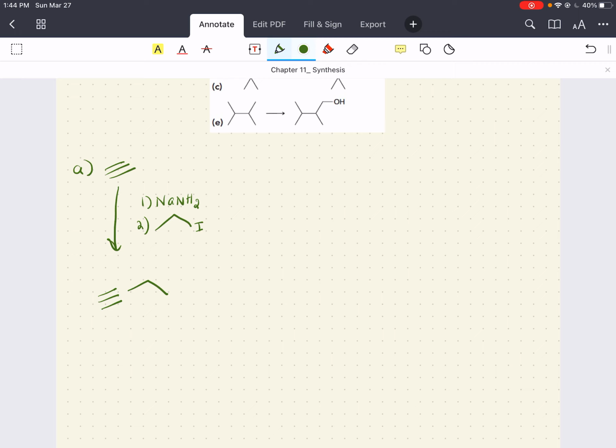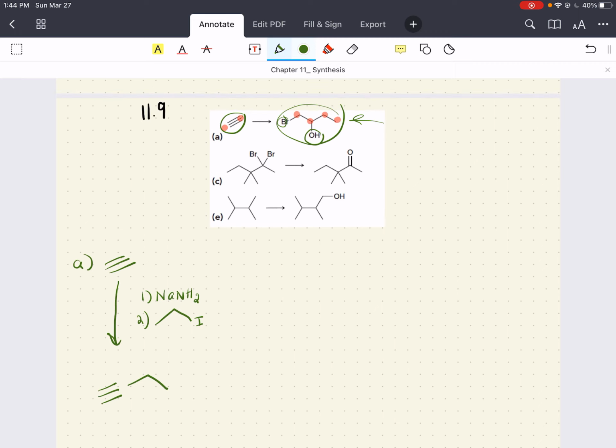Now, we want to lose this triple bond, and then we want to add bromine and alcohol. We know how to add an alcohol and a halogen on a double bond. So what we can do is convert this triple bond to a double bond. We can do this with H2 and Lindlar's catalyst. We don't have to worry about cis or trans here, because it's terminal, so it's just going to give us a normal alkene.